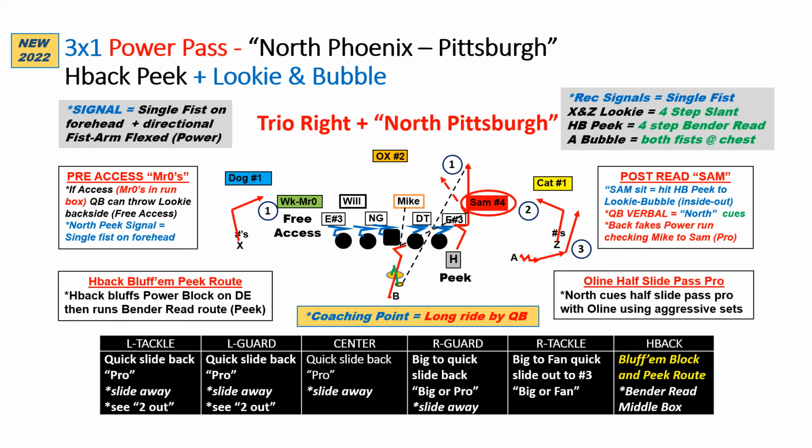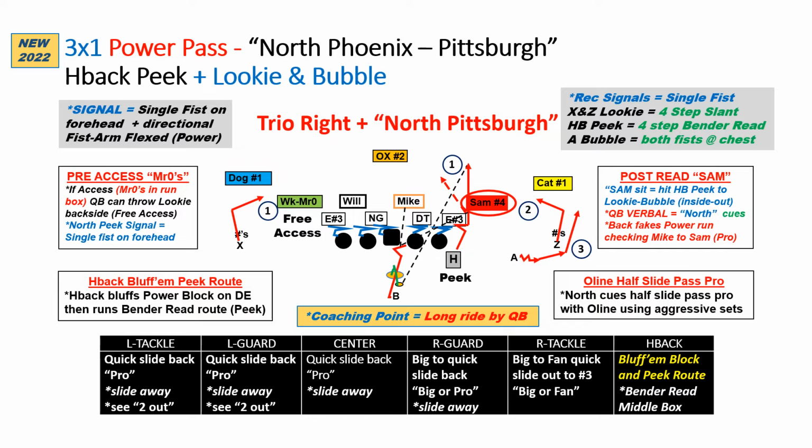Okay, first is our 3x1 power pass, where our signal is a single fist, and it's the H-back peek concept. What happens here is the H-back is going to bluff the block on the defensive end for power, wants to get a clean release though, and run his bender read route. With all singles, the X and the Z both run four-step lookies and the A runs a bubble read. If it's zone, everybody drops off, then he'll just sit at the bubble. If he gets man on him after he does his bubble, then he'll take off up the sideline.